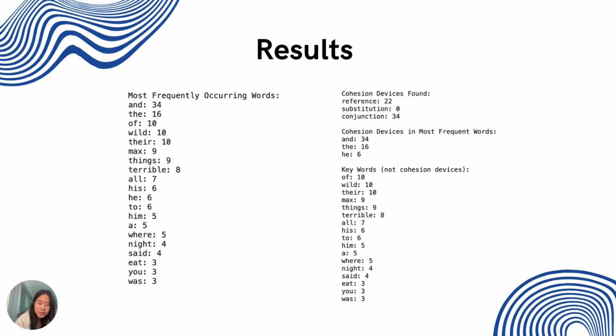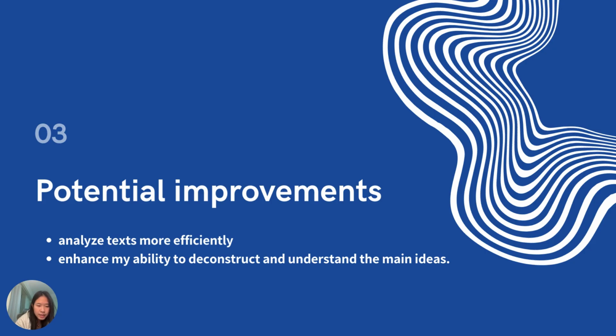The expected results will look like this. All of these are lists that I can see clearly, and it really helps with my further study based on the given text. The potential improvement is that it can make me analyze texts more effectively, and it can enhance my ability to deconstruct and understand the main idea.